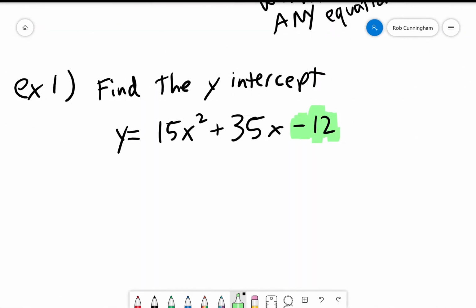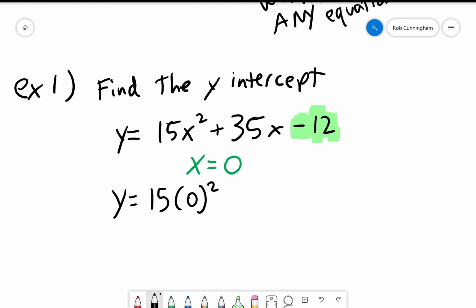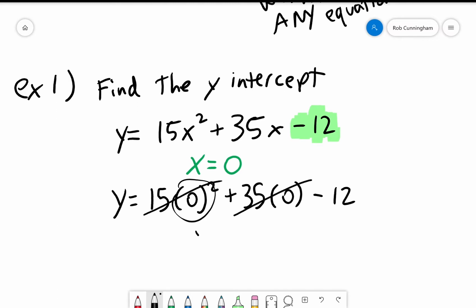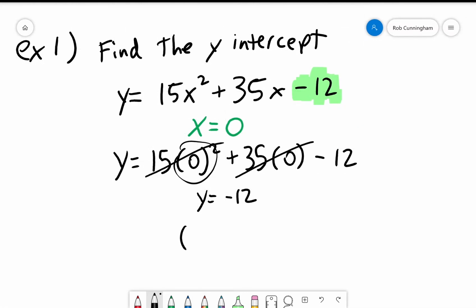Okay, well, if I plug in x equals 0, I get y equals 15 times 0 squared, right? Instead of x, I put in 0, plus 35 times 0 minus 12. Well, 0 squared is 0, times 15 is still 0, 35 times 0 is still 0. So yes, we do end up getting y equals negative 12. Therefore, our y-intercept is (0, negative 12).